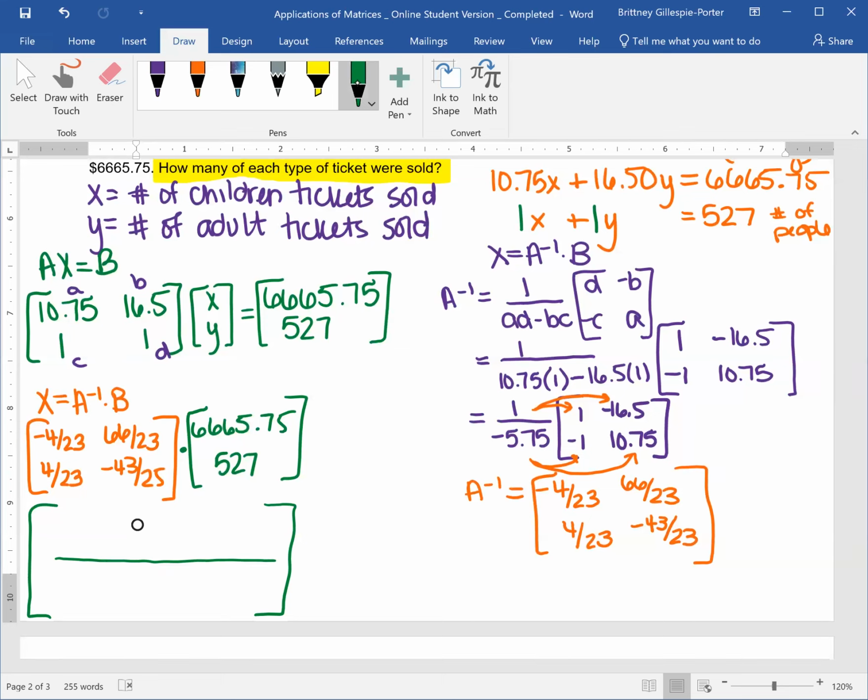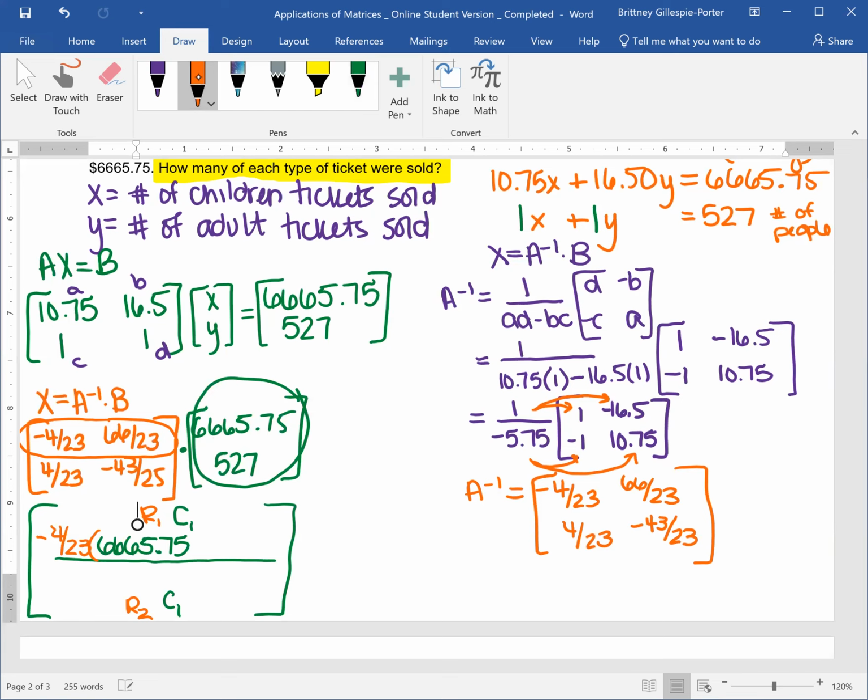You don't have to do the line in between. It's just there to help keep things separated. They're both in column 1. Top row will be row 1. Bottom row will be row 2. First multiplication of row by column, we're going to have -4 over 23 times from our column the 6665.75 plus 66 over 23, should have left myself more room, times 527.